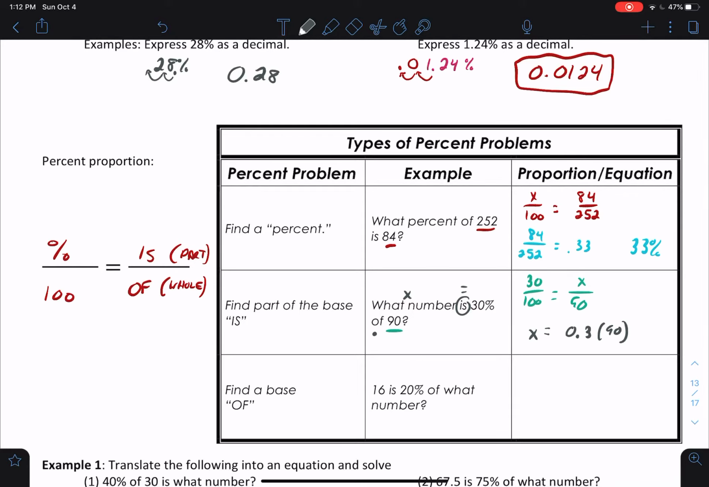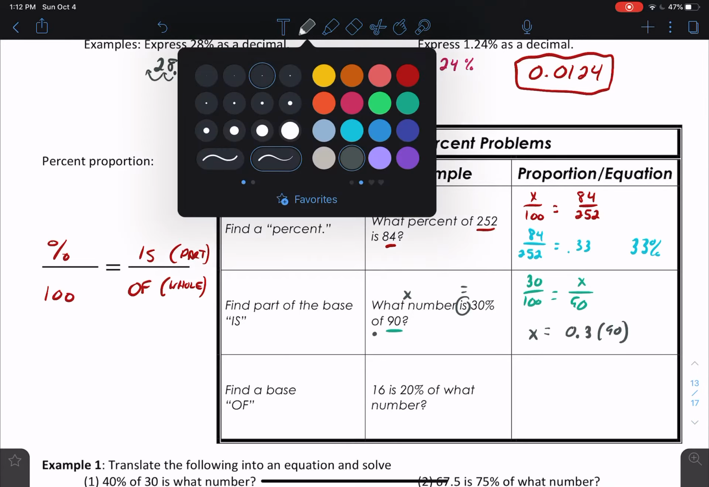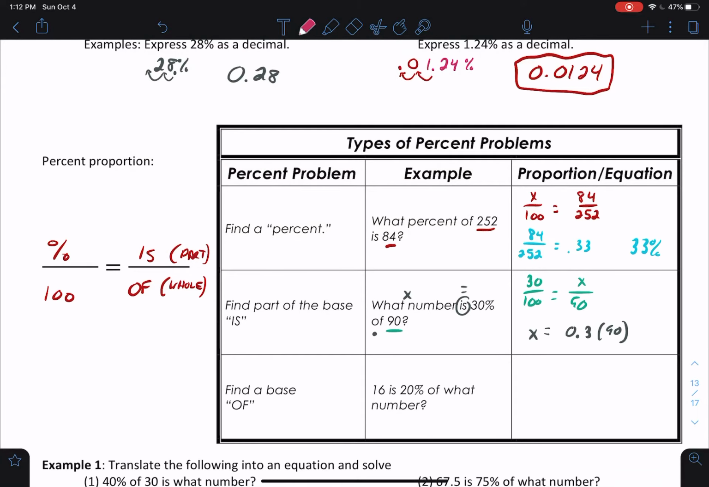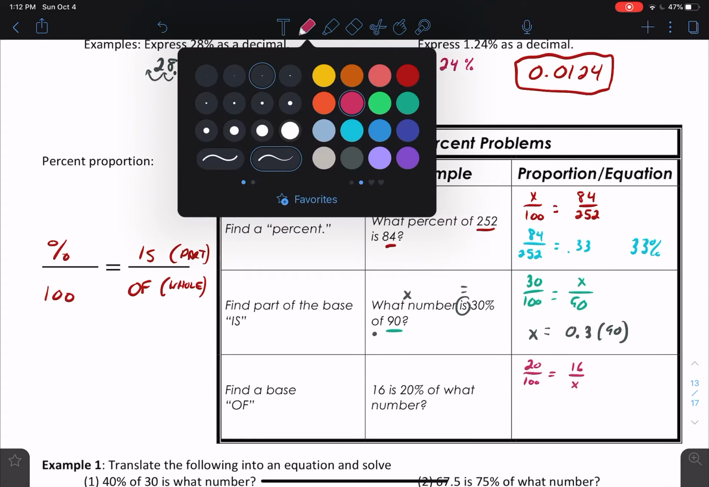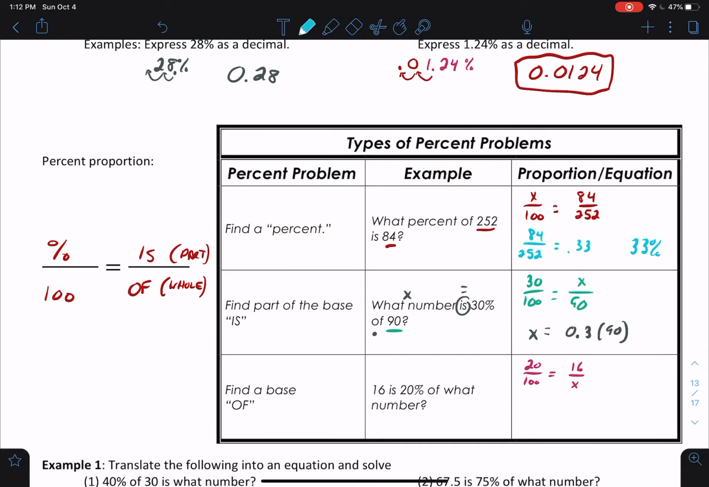Okay? And then the next one, what if we wanted to find the base? So we have 16 is 20% of what number? If I set this up using a proportion, I've got 20 over 100, percent out of 100, equals the is, which is 16, over the of, which we don't know. We don't know what the whole number is, so that's x. Okay, but if I wanted to translate this, so I have 16 is, so 16 equals 20% of what number? So that'd be 0.2 times x.